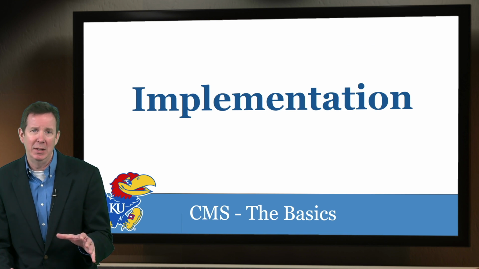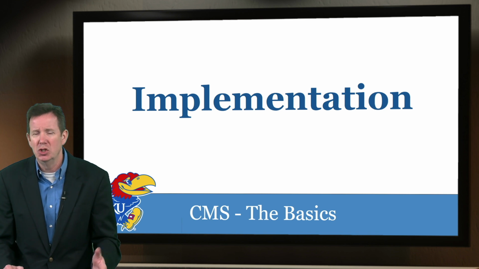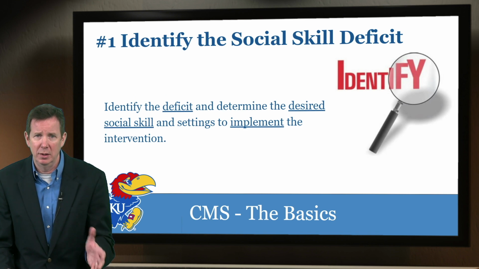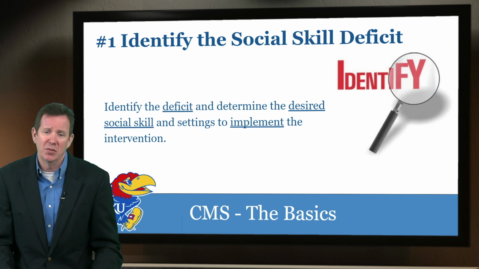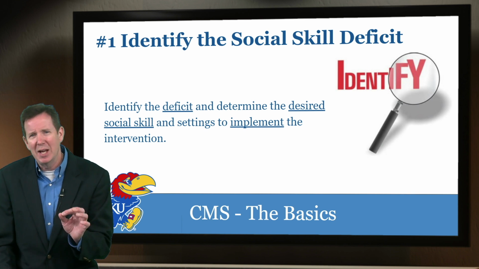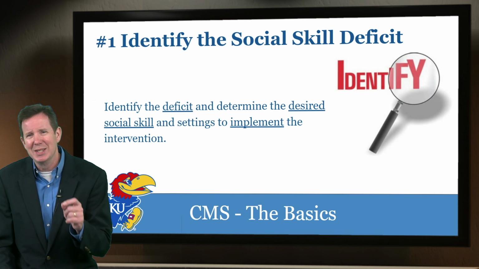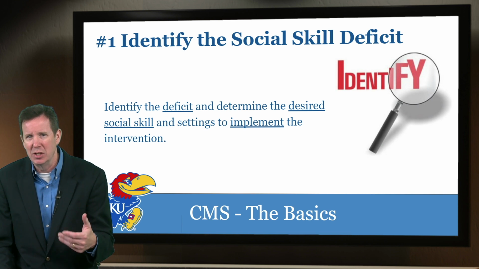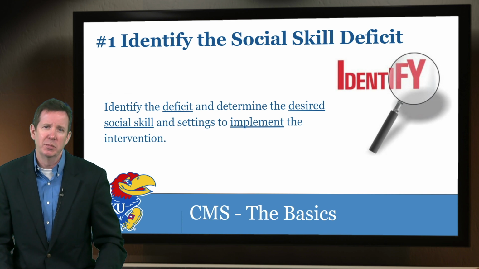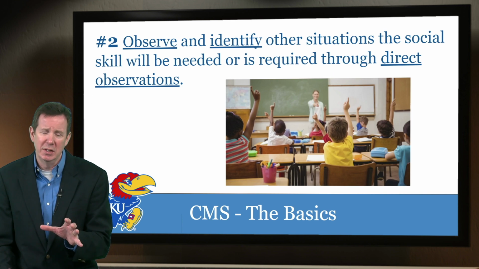Now, in implementing CMS with a variety of these different practices, there's 6 general approaches. So number 1 in these 6 general approaches is the fact that, well, we identify the social skill deficit. But here, we identify the social skill deficit and what's desired, and we do it within the setting and the context of what's necessary to implement. So it's a little bit different from some of our other practices because there's a number of things going on here when we identify it.